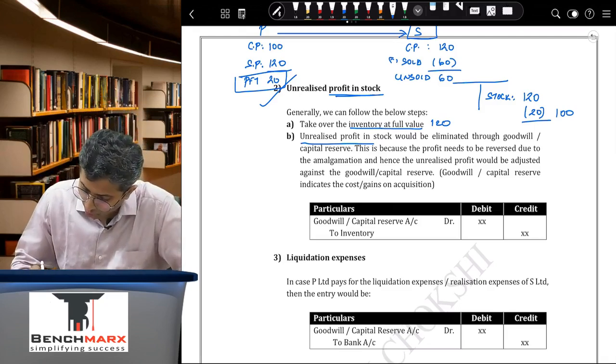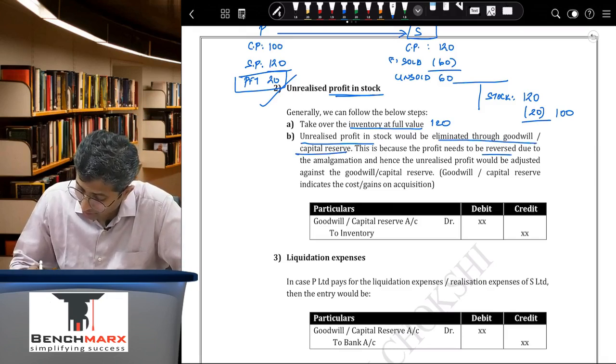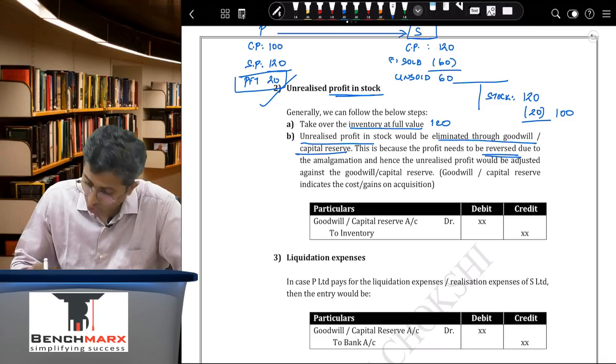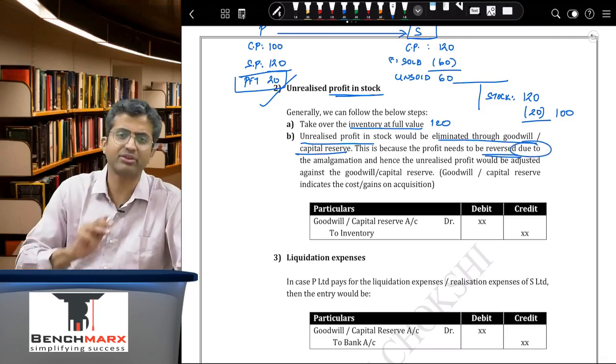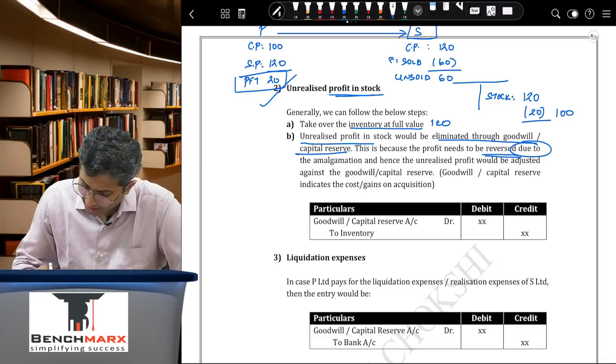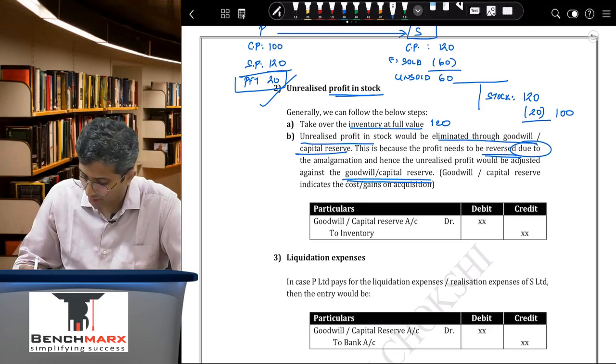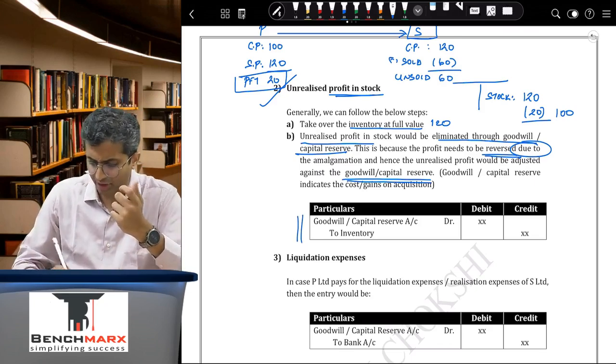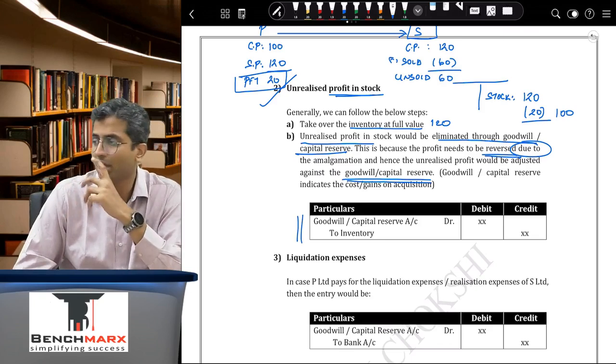So unrealized profit in stock would be eliminated through either goodwill or capital reserve. This is because the profit needs to be reversed due to the amalgamation. The birthplace of this is the amalgamation. If there was no amalgamation, the profit would not have had to be reversed. And hence the unrealized profit would be adjusted against the goodwill or the capital reserve only, and hence the entry will be goodwill account debit to inventory.